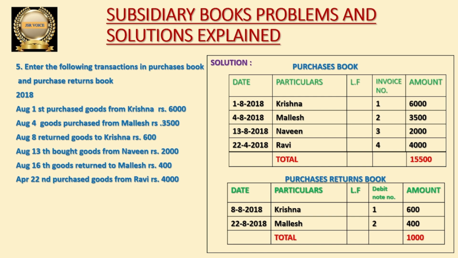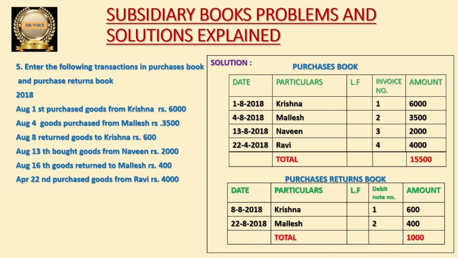Columns are ready, and here I'll read the names of the columns. For purchase book: date, particulars, LF, invoice number, amount. For purchase returns book, you can see down: date, particulars, LF, debit note number. So in purchase book we have invoice number, no? In that place we are writing here debit note number and amount. These are the columns for purchase returns book.